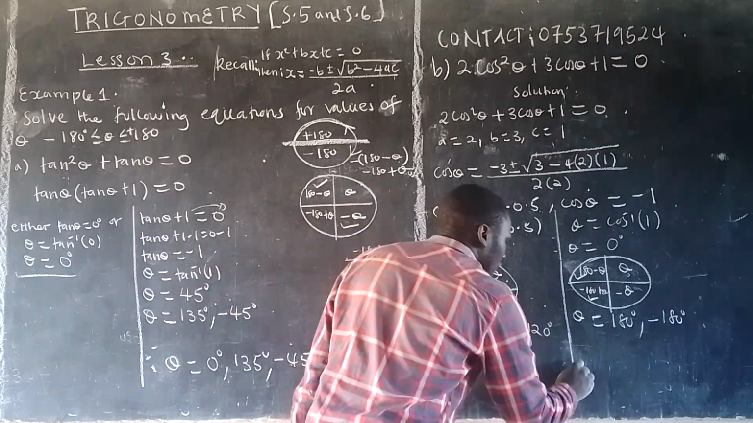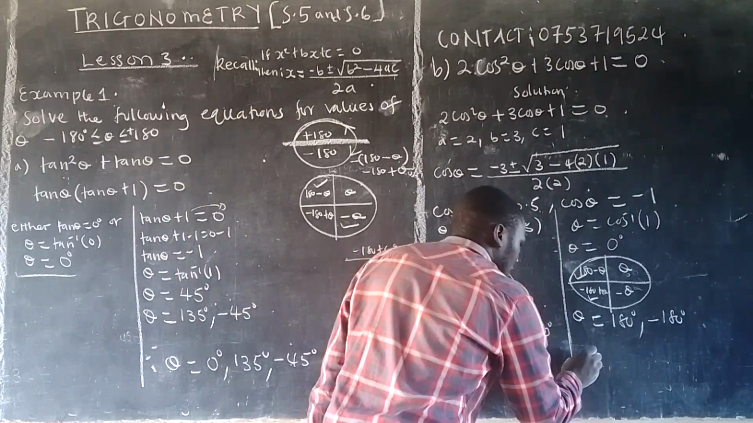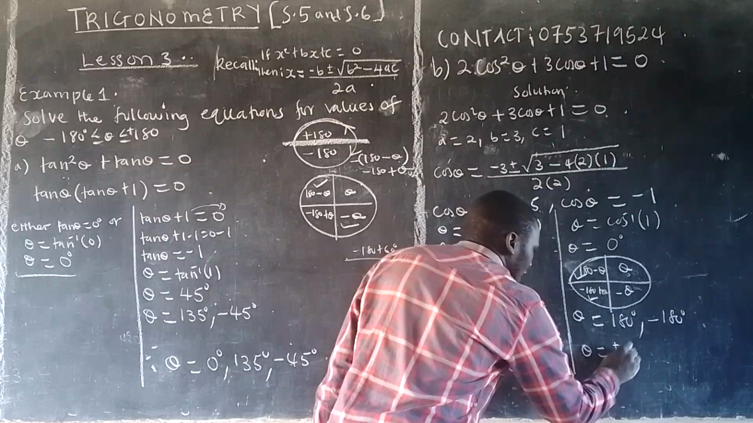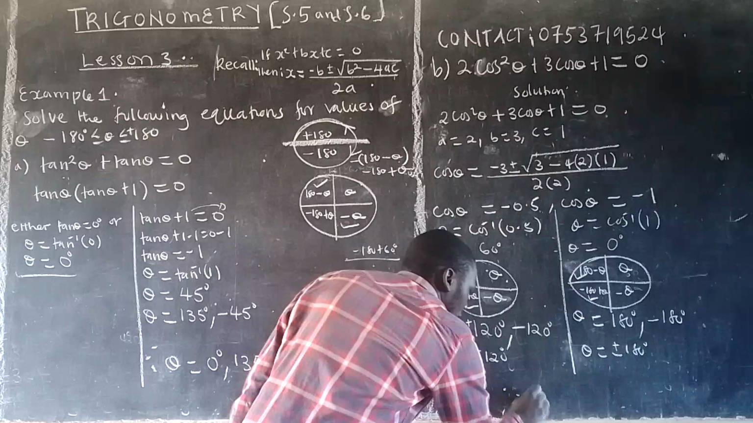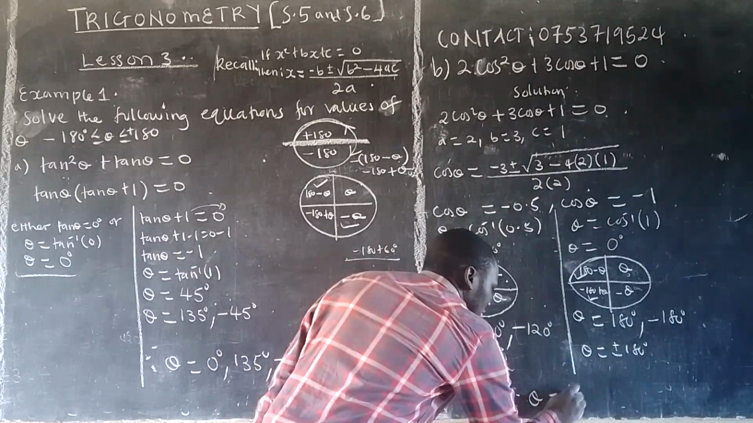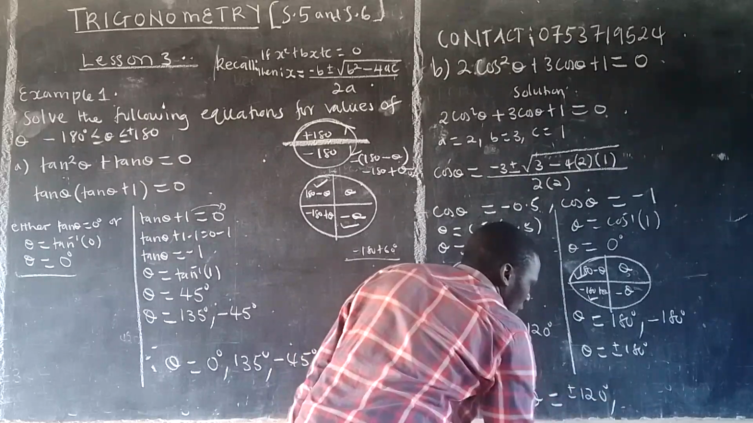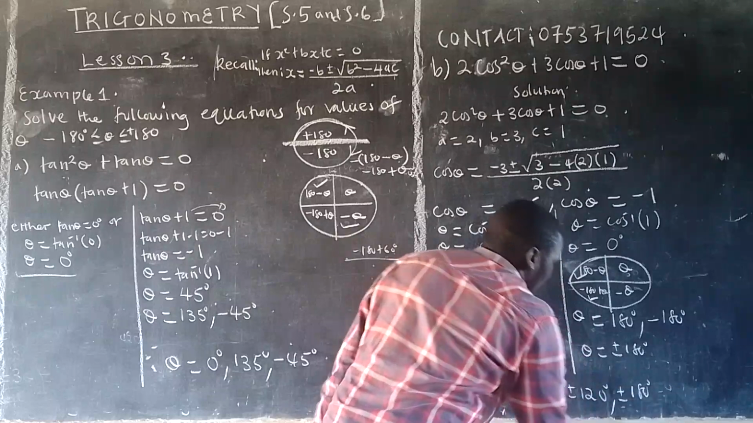Acceptable. Even here, you can just write like this. Theta is equal to positive negative 180. Now your final answer, you can say, therefore, theta is equal to positive negative 120, comma, positive negative 180, like that.